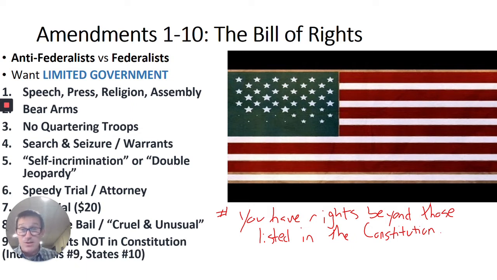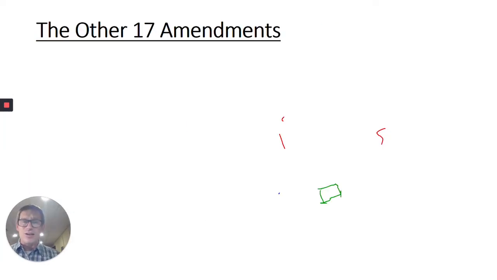It says in number 10 that if a power was not given directly to the United States government, it's one that's going to be held on to by the state governments. And that, friends, is all about federalism, that relationship between the national government and the state governments and how they get on with each other.